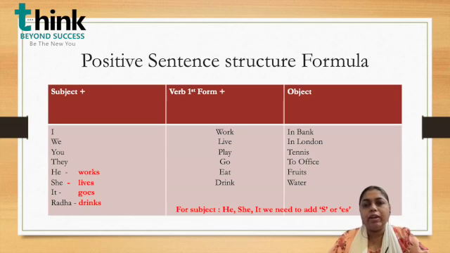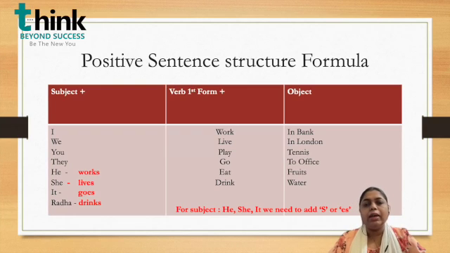How can we frame a sentence in simple present tense? The formula is very simple. We have a subject. The subject can be I, we, you, they, he, she, it, or any proper noun, for example Radha, Rahul, Raju, Bangalore. Then subject plus first form of verb, the base form of verb: work, leave, play, go, eat, drink, any base form of verb.